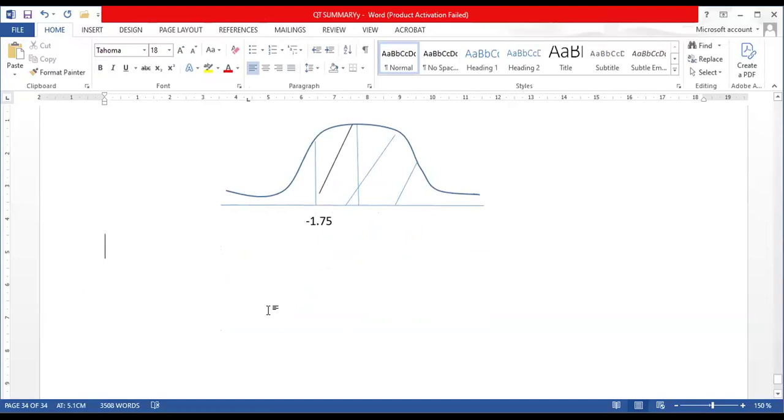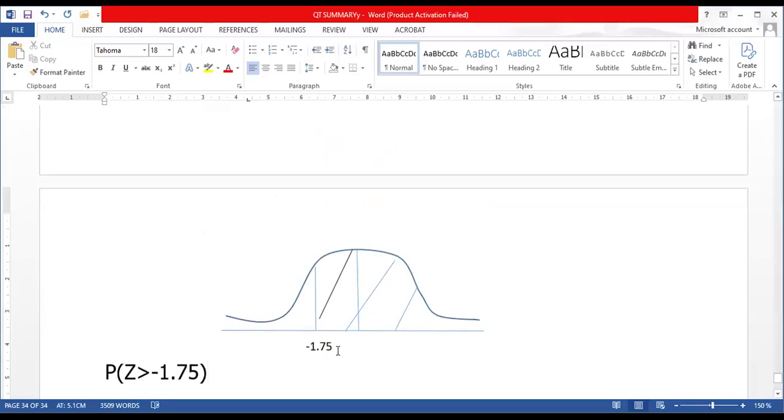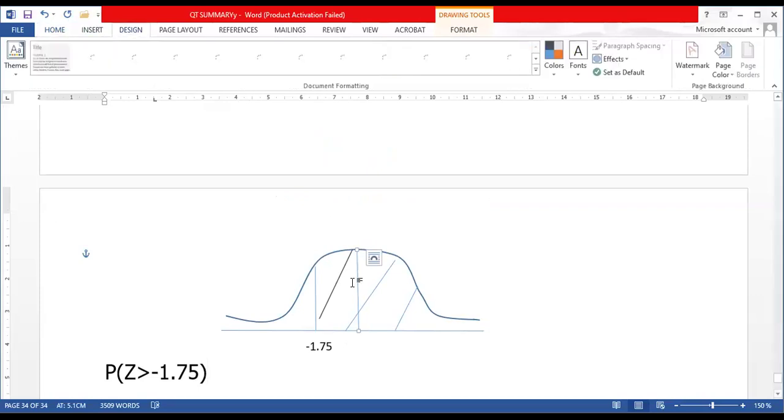So how can I get the probability of Z is greater than negative 1.75? Remember, we have said that the whole area under this bell-shaped curve is equal to 1. But this bell-shaped curve has two sides, the left side and the right side. You have this line separating them, so it shows that you have left and right.